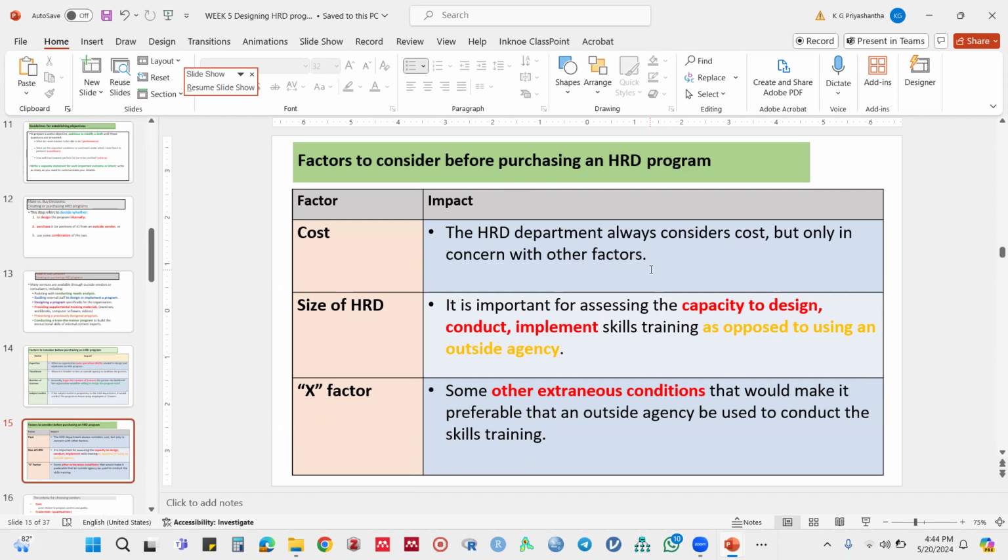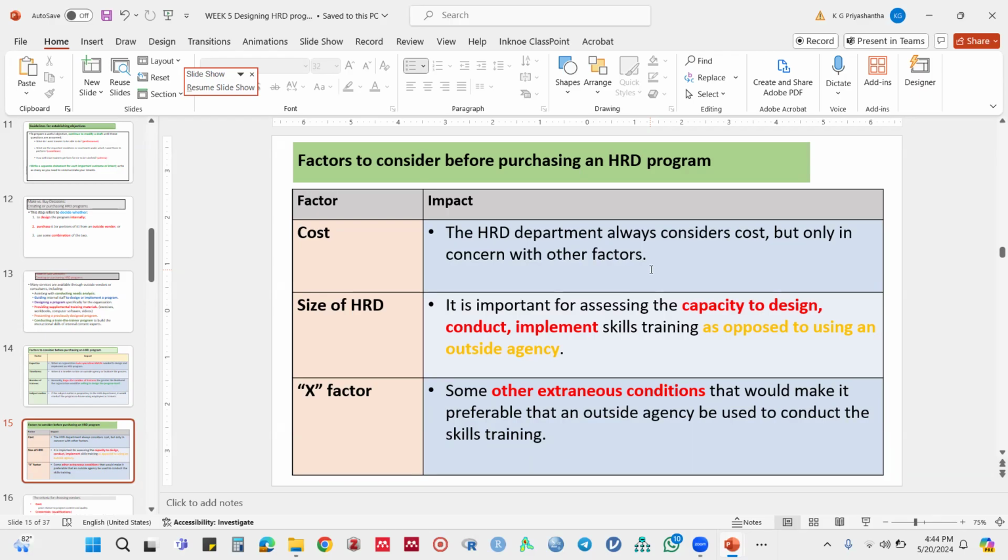Right, size of the HRD department is important for assessing the capacity to design, conduct, and implement skill training as opposed to using an outside agency. You may assess your capacity. The HRD department needs to assess whether they are capable enough to conduct this program. If they are not capable enough, obviously it needs to be hired or purchased from an outside organization.